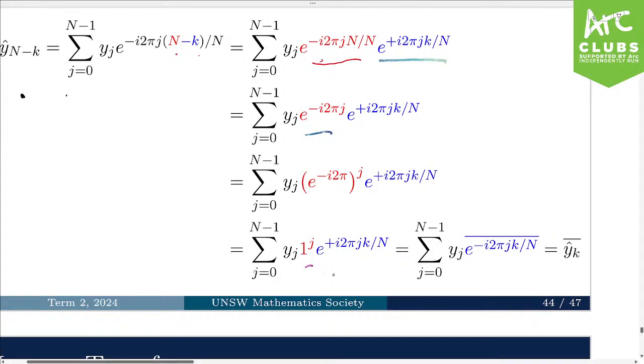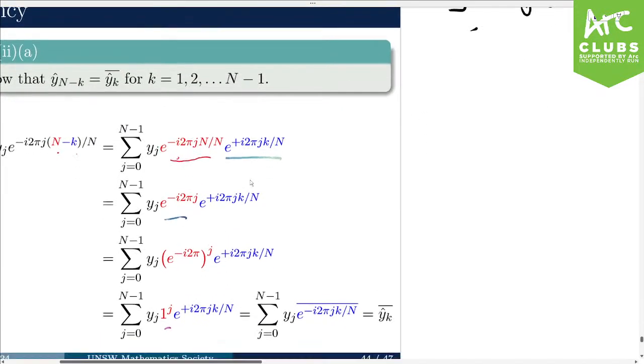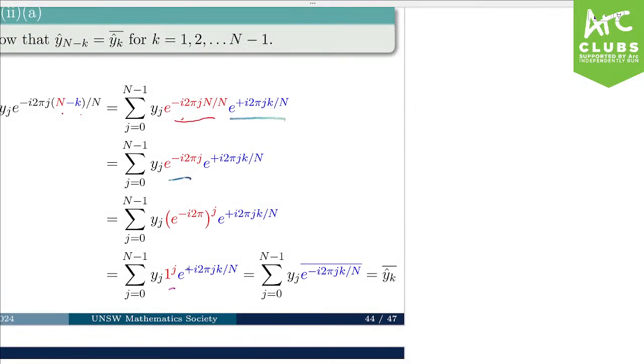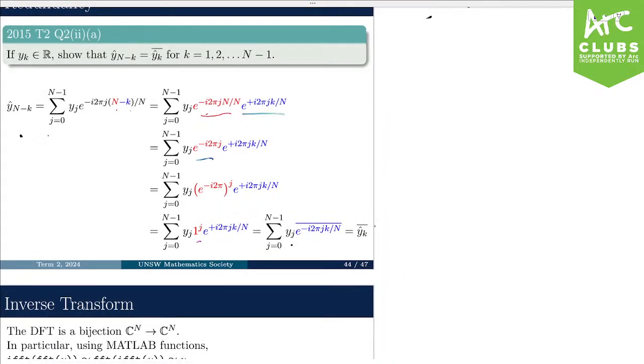So we are just left with yj times e to the positive of this bit. And since that's the conjugate of this part, and since all the yj are real, then we can say that this is equal to the conjugate of y hat k.